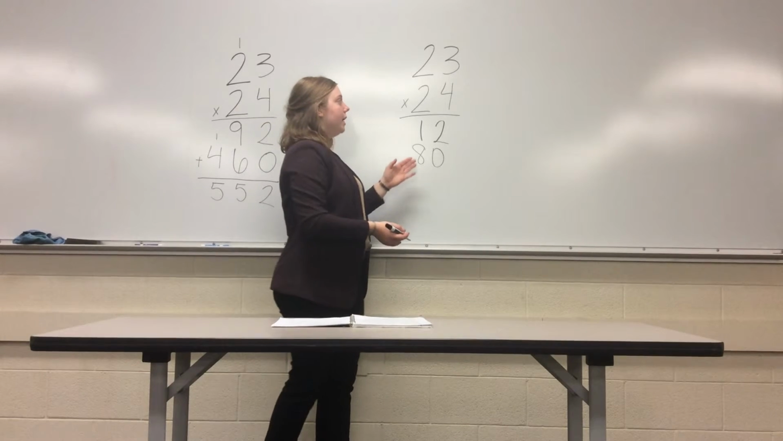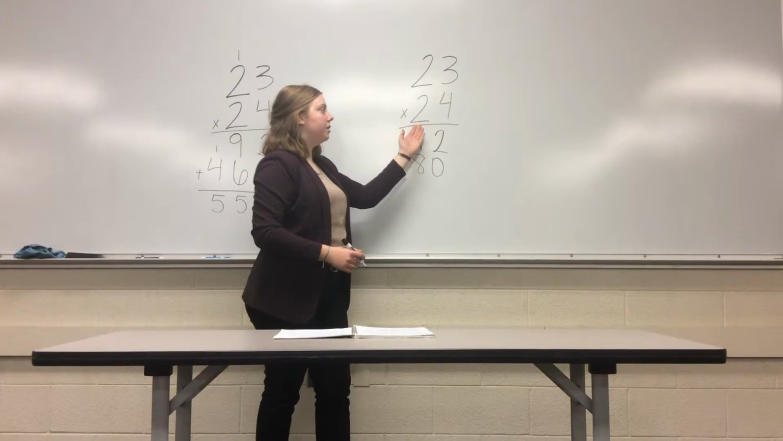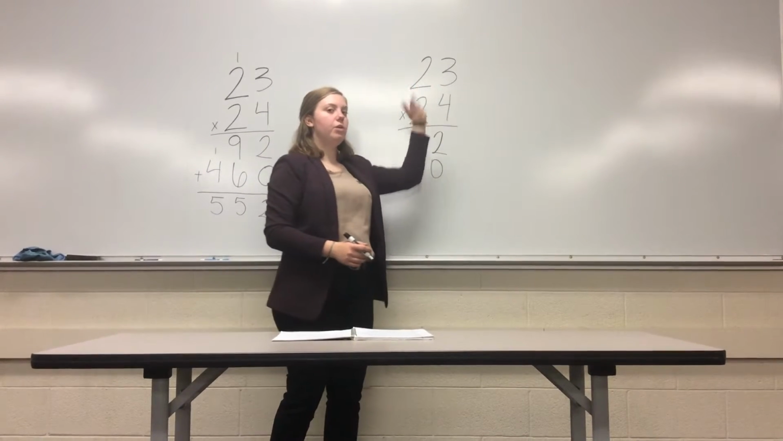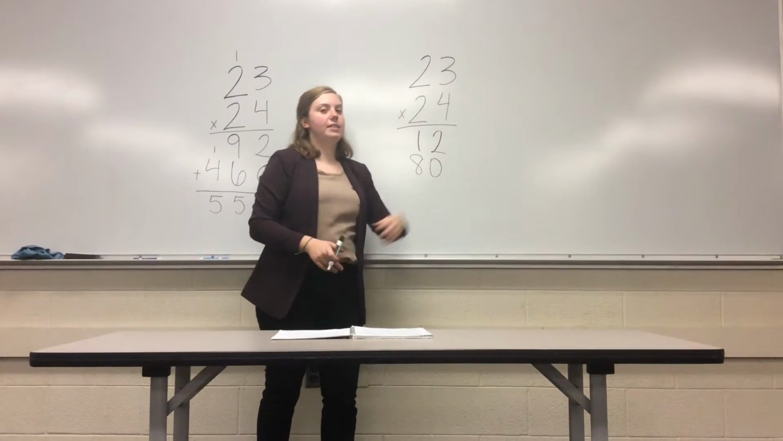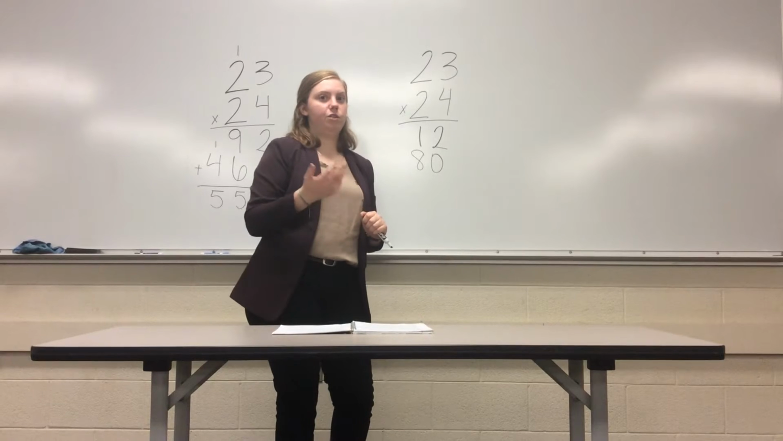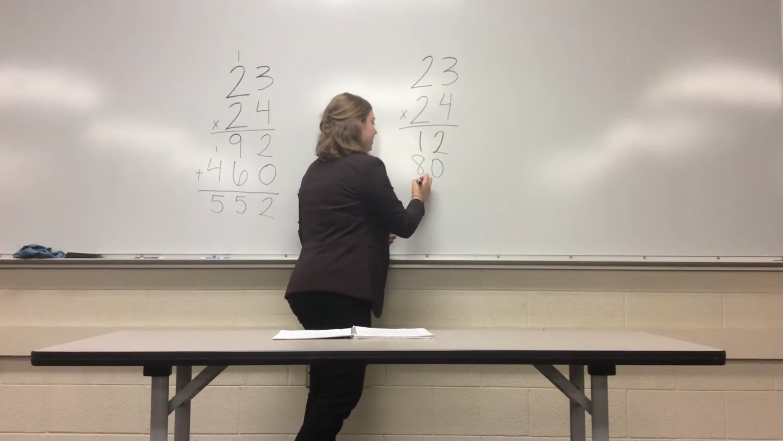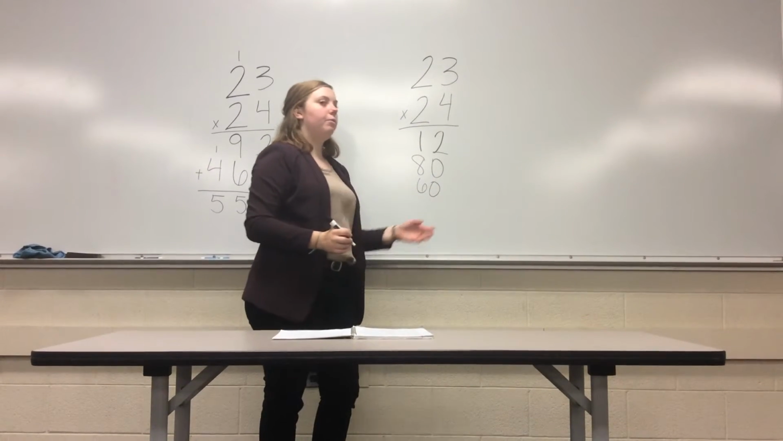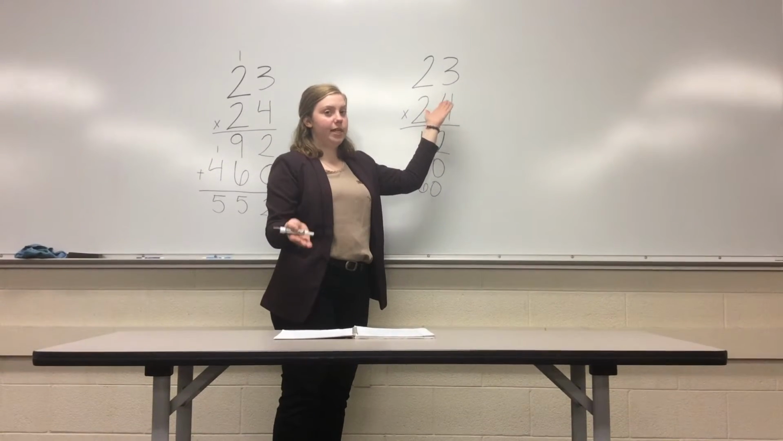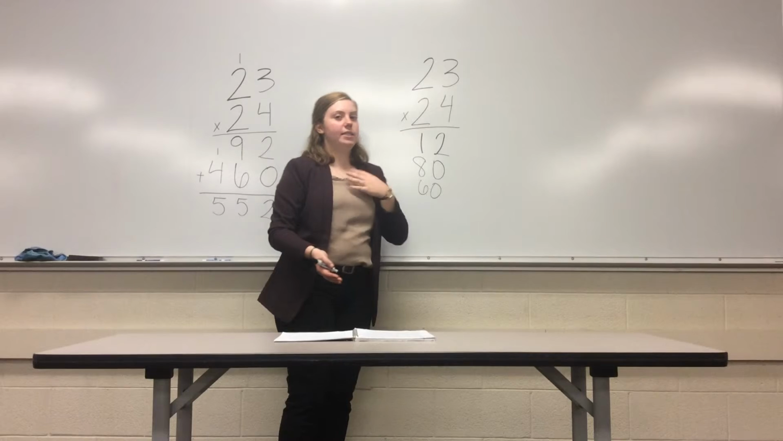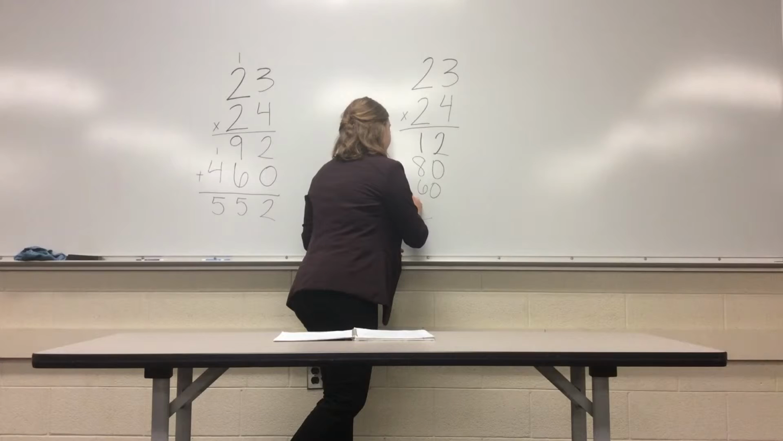Then what we're going to do is take this 24 and, instead of multiplying it by 2 times 3 and 2 times 2, we're going to pretend that the 2 is in the 10 spot, which is 20. So we're going to multiply 20 times 3, which is 60. And lastly, we're going to do the same thing. We're going to say that the 2, since it's in the 10 spot, is representing a 20. And the 2 on the bottom, since it's in the 10 spot, is representing a 20. So 20 times 20 is going to be 400.